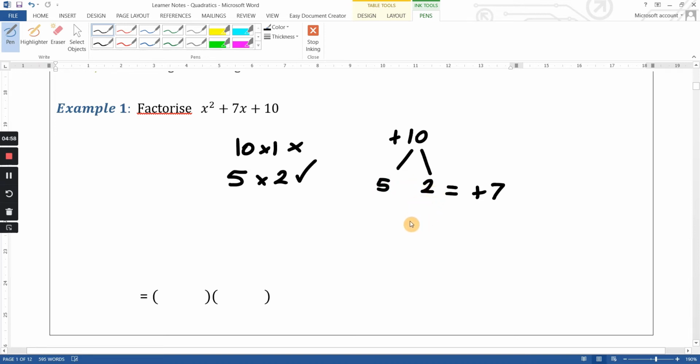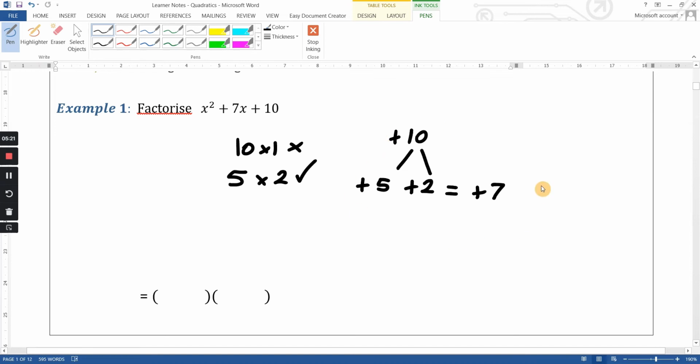And now you have to think of what signs they're going to be. So when you multiply 2 numbers together, the only way to get positive is if they were both positive or both negative. But in this case, if they're both negative, I'm going to get minus 7 when I add or subtract them. So in this case, they have to both be positive for this to work.